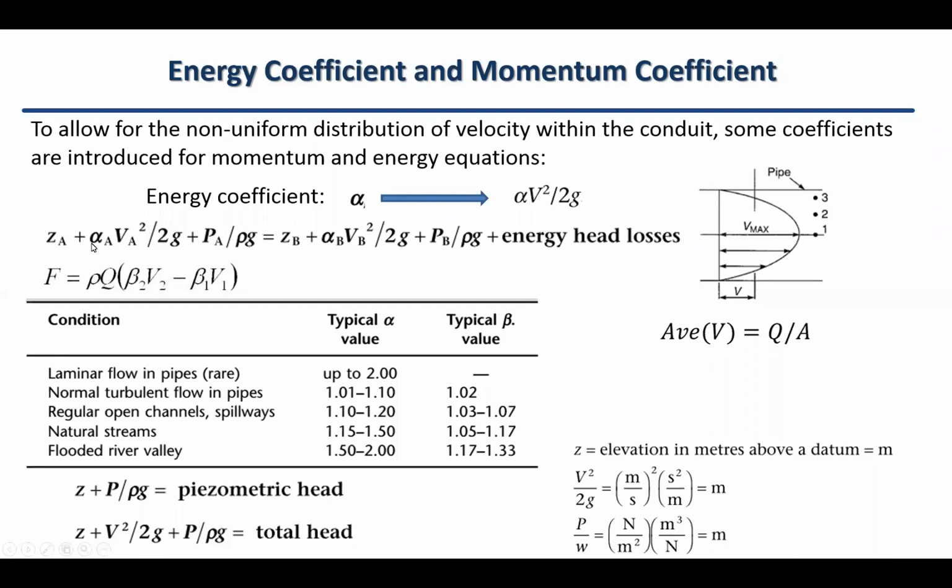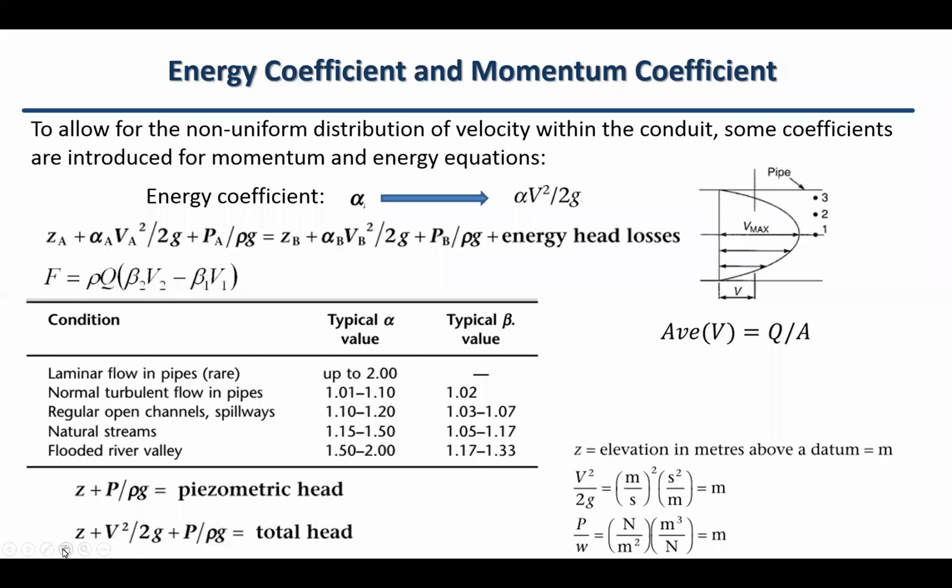the velocity term, or the velocity head, needs to be multiplied by alpha. Alpha A times VA squared over 2g plus PA, the pressure head, over rho g is the same. So the only difference is that you can see the alpha on the left and right are calculated. We're going to use the average velocity. Why? For example, if you remember the continuity equation, Q is equal to VA. Whatever V we calculate there is called the average V. So all the time we're going to calculate the average V.